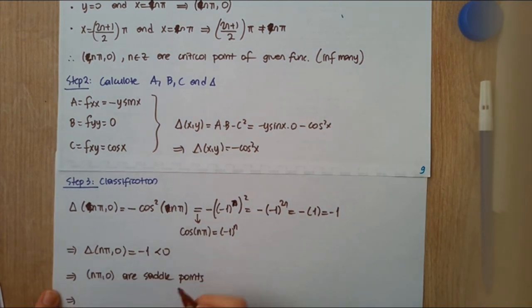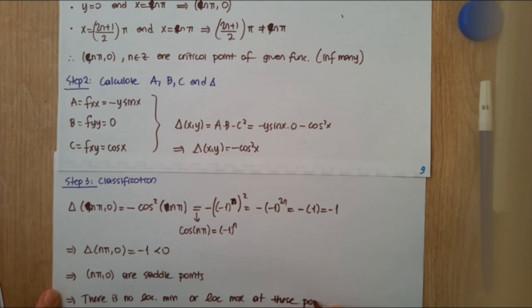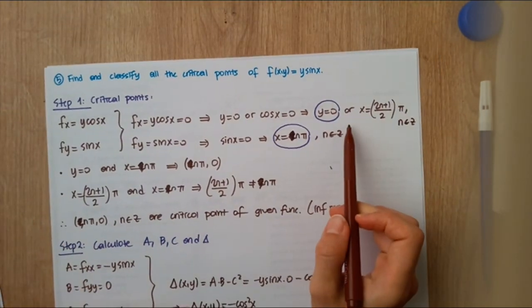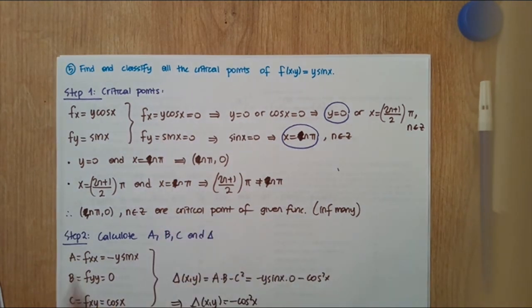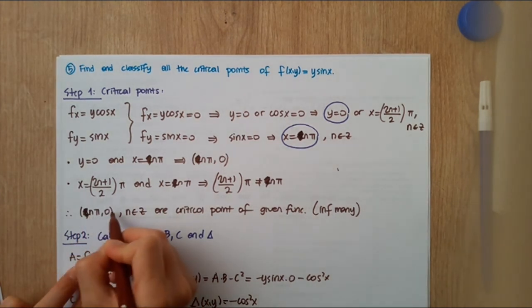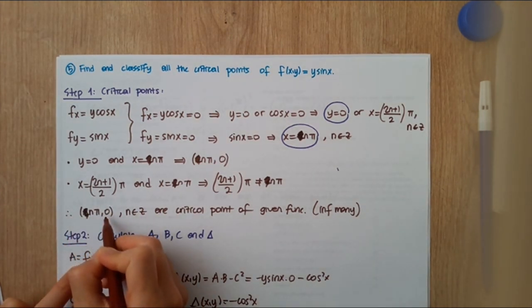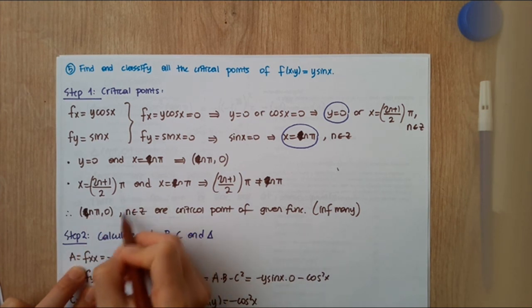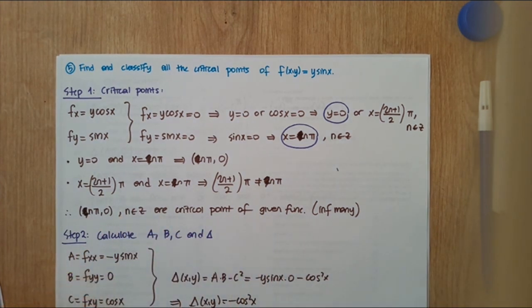So there is no local max or local minimum at these points. Okay, so I want to summarize it one more time. By solving these equations, we have obtained that we have only (n pi, 0) critical points. But because n can be any integer, we have infinitely many critical points.